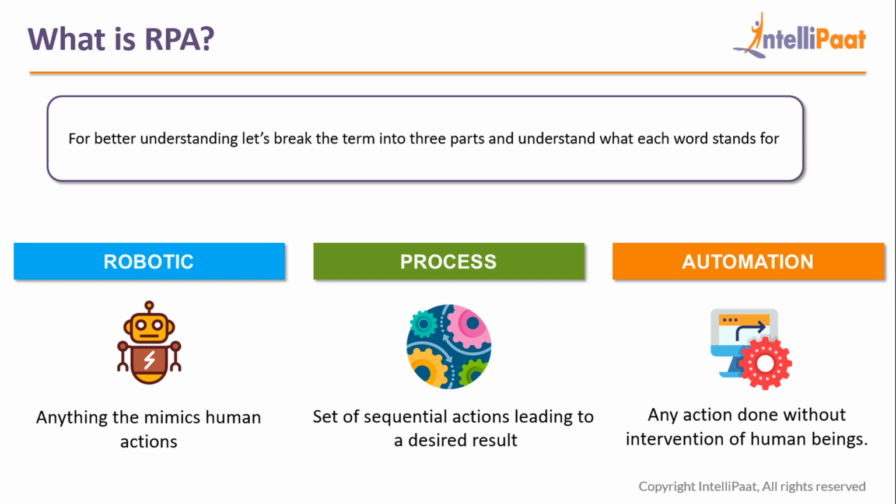First is robotic, second is process, and third is automation. So robotic basically stands for anything that mimics human actions. Process is something which is a set of sequential actions which will lead to a desired result. And automation is anything which is done without human intervention. So all together, when you talk about robotic process automation, you're looking at something which will mimic your actions without you being there, by following a set of rules that you have defined beforehand.